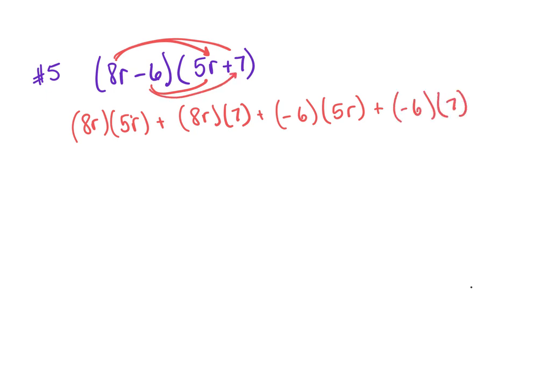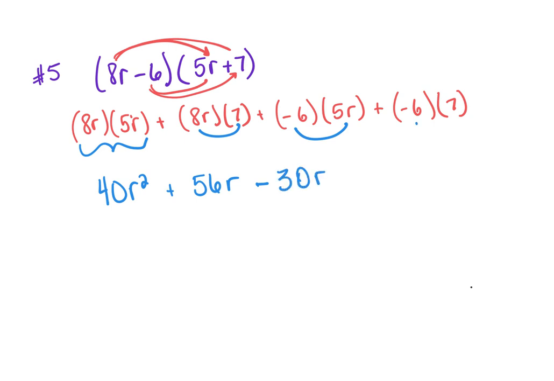All right. And then we're going to simplify these. 8r times 5r is going to give us 40r squared. 8r times 7 is going to give us 56r. Negative 6 times 5r is going to give us negative 30r. And negative 6 times positive 7 is negative 42.